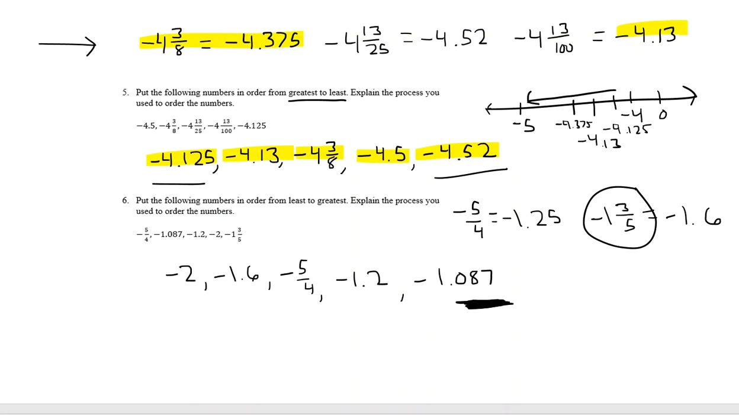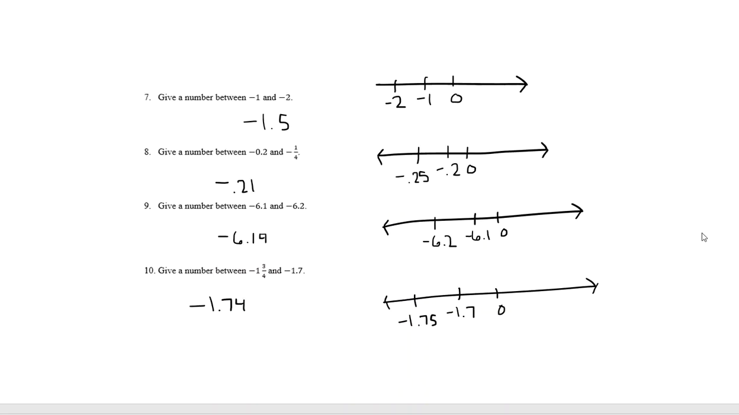Okay, and then the last set of questions asked you to provide some numbers that are in between the two given rational numbers. On number 7, yours is probably going to be different than mine. Give a number between negative 1 and negative 2. Well, a number that would be between those would be negative 1.5. And you could have come up with something different than I did. I just gave you an example here.